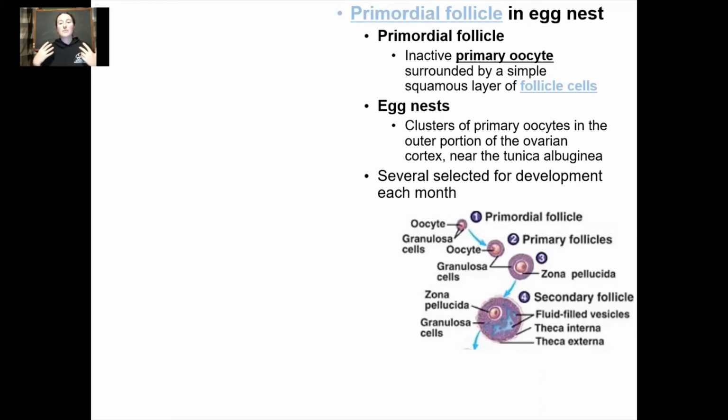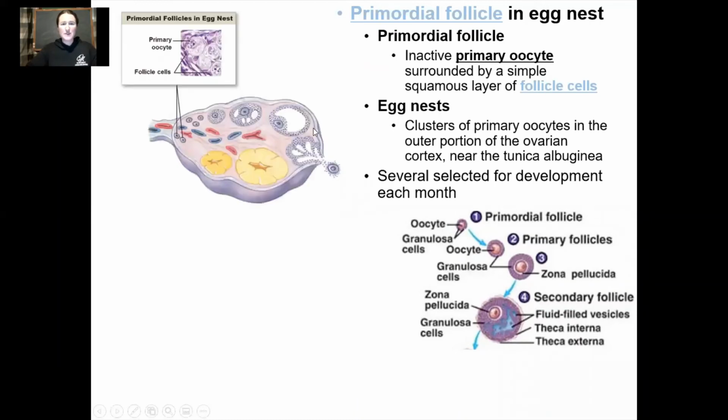Okay, so the primordial follicles are all hanging out in what's called the egg nest. Okay, so this here is the ovary itself. On this end, the end of the ovary that's actually farthest from the fallopian tube is what's called an egg nest, and that's where mom's entire supply of eggs, of oocytes, is going to reside until those couple are selected and one is going to continue the process of meiosis every single month from puberty until menopause. Okay, so again, these are the primordial follicles, and this is the egg nest, right?